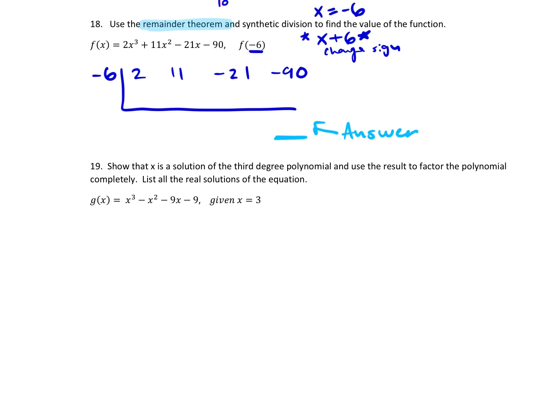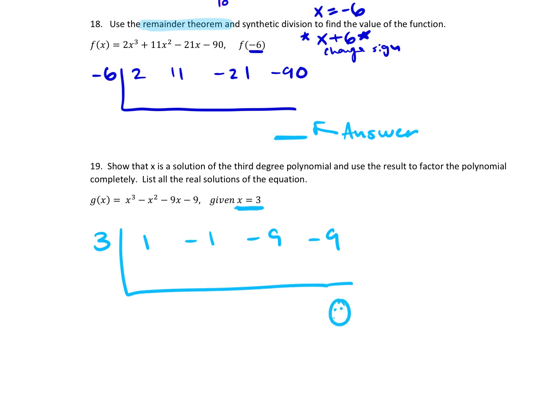For 19, show that x is a solution and then factor completely. So to show that x is a solution, we do synthetic division. Inside the box, 1, negative 1, negative 9, negative 9. Outside the box, since it says x equals, we're going to put 3. If it's a solution, we're going to end up with 0 as the remainder. 0 means that it is a solution.